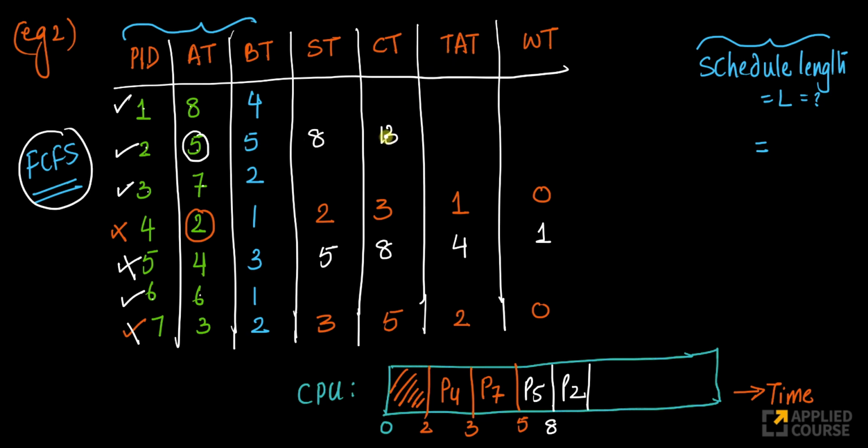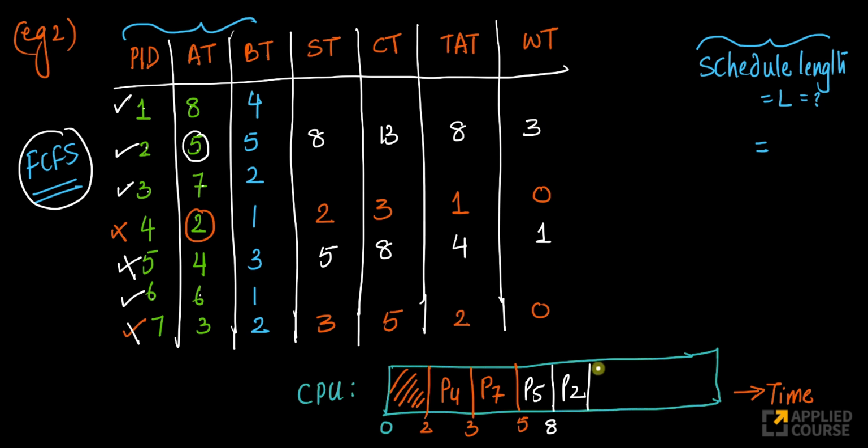What is the turnaround time? Completion time minus arrival time. Right? Completion time minus arrival time is your turnaround time. What is the wait time? Turnaround time minus burst time. Right? So 8 minus 5, so this is equal to 3. Very good. I'm sorry, BT is burst time, not batch time. So 8 minus 5 is 3.